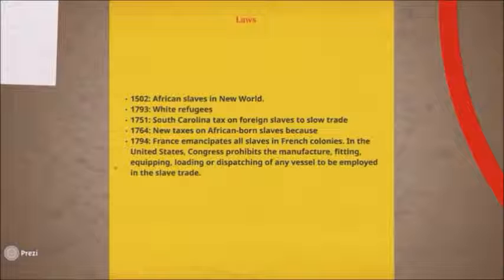But in 1794, the United States Congress passed legislation prohibiting the manufacturing, fitting, equipping, loading, or dispatching of any vessel to be employed in the slave trade.